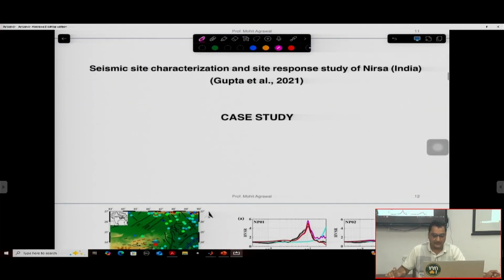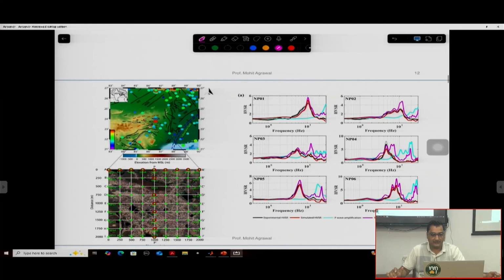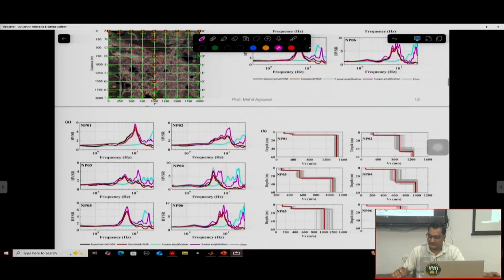Thereafter we also had a look at the case study published by Mr. Ravindra Gupta in 2021 for the area of Nirsa, which is just 40 km away from here. We divided the area into 3 by 3 km cells and recorded observations for a period of 30 minutes at each observation point, totaling around 81 observations. These are the HVSR curves that we got, and then we used modeling techniques to convert them into the shear wave velocity profile up to 60 meter depths.